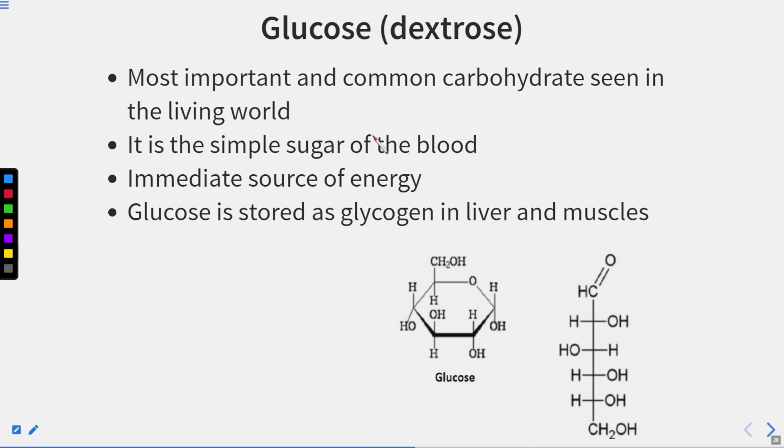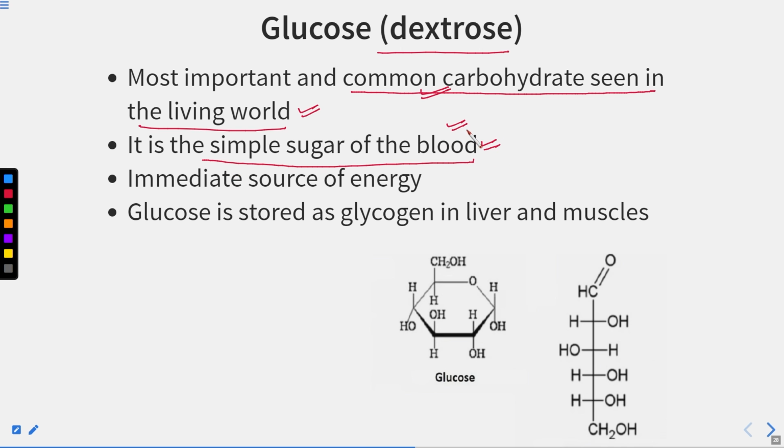Now, glucose, also called dextrose, is the most important and common carbohydrate seen in the living world. You can say this is the common type of carbohydrate that we can see in the living world, meaning in all animals and plants, it is present. It is the simple sugar of the blood. Like in the blood, the carbohydrate is present in which form? It is present in the form of glucose only.